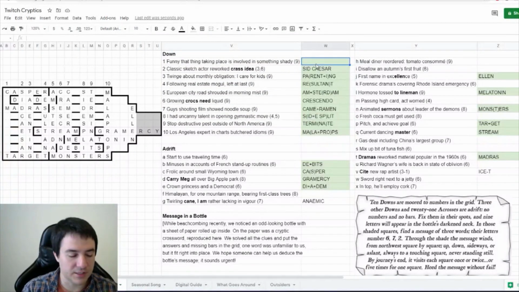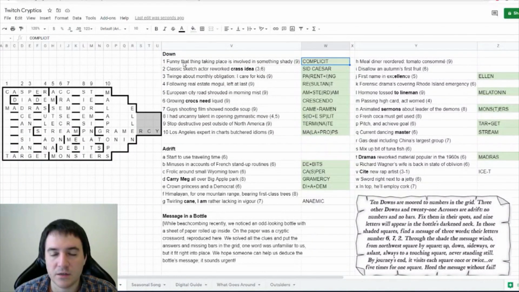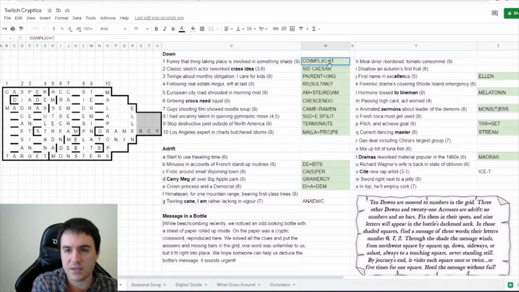Complicit could be involved in something shady. Funny, that thing taking place. It's funny comic? Is it that thing? Yeah, and then PL's for place.